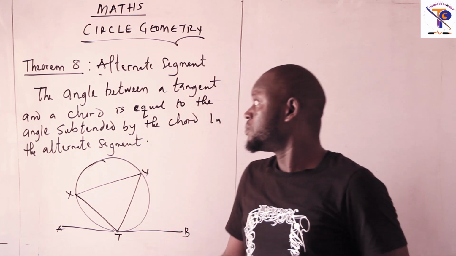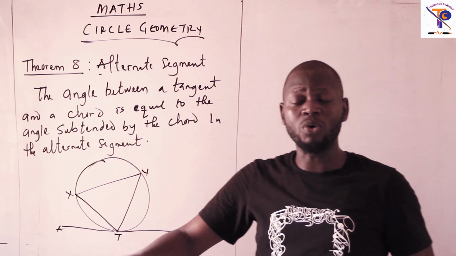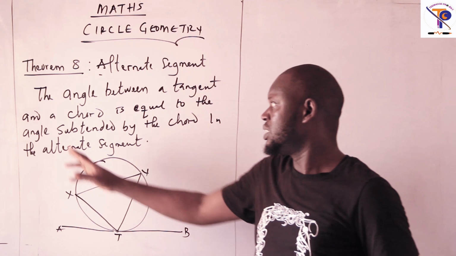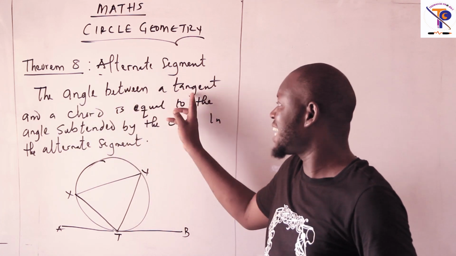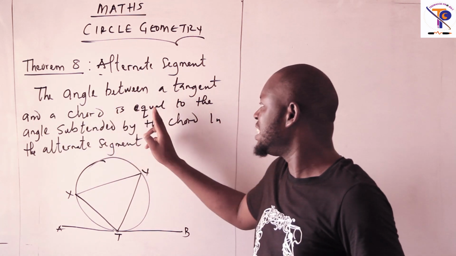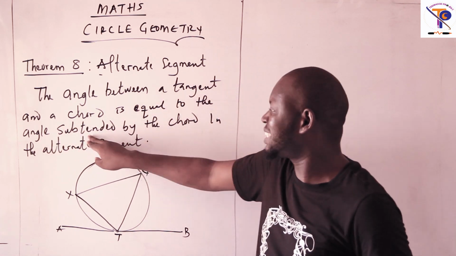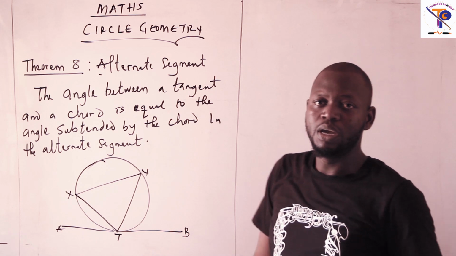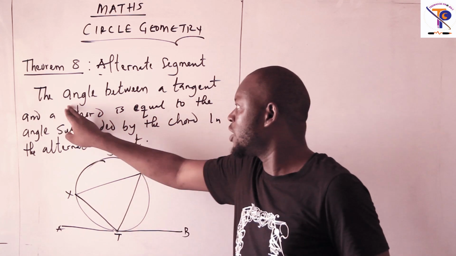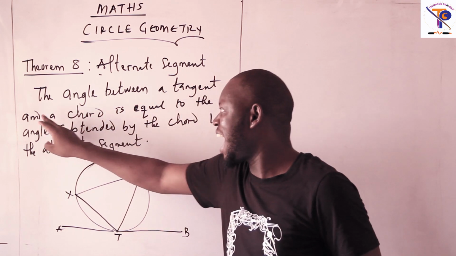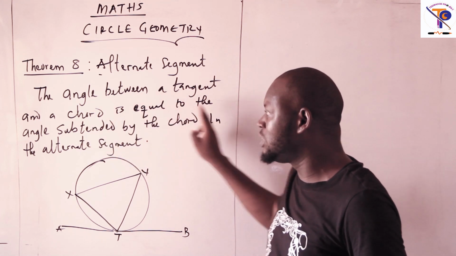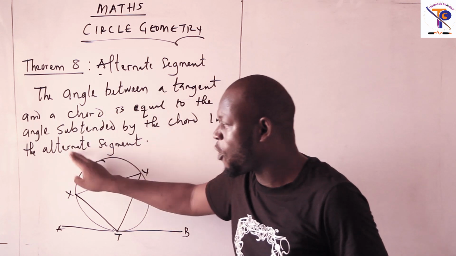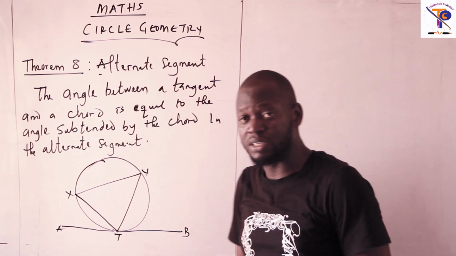Theorem 8 says we call it alternate segment. What do I mean by that? Pay attention. The angle between a tangent and a chord is equal to the angle subtended by the chord in the alternate segment. Please let me take it again. The angle between a tangent and a chord is equal to the angle subtended by the chord in the alternate segment. What does this mean?